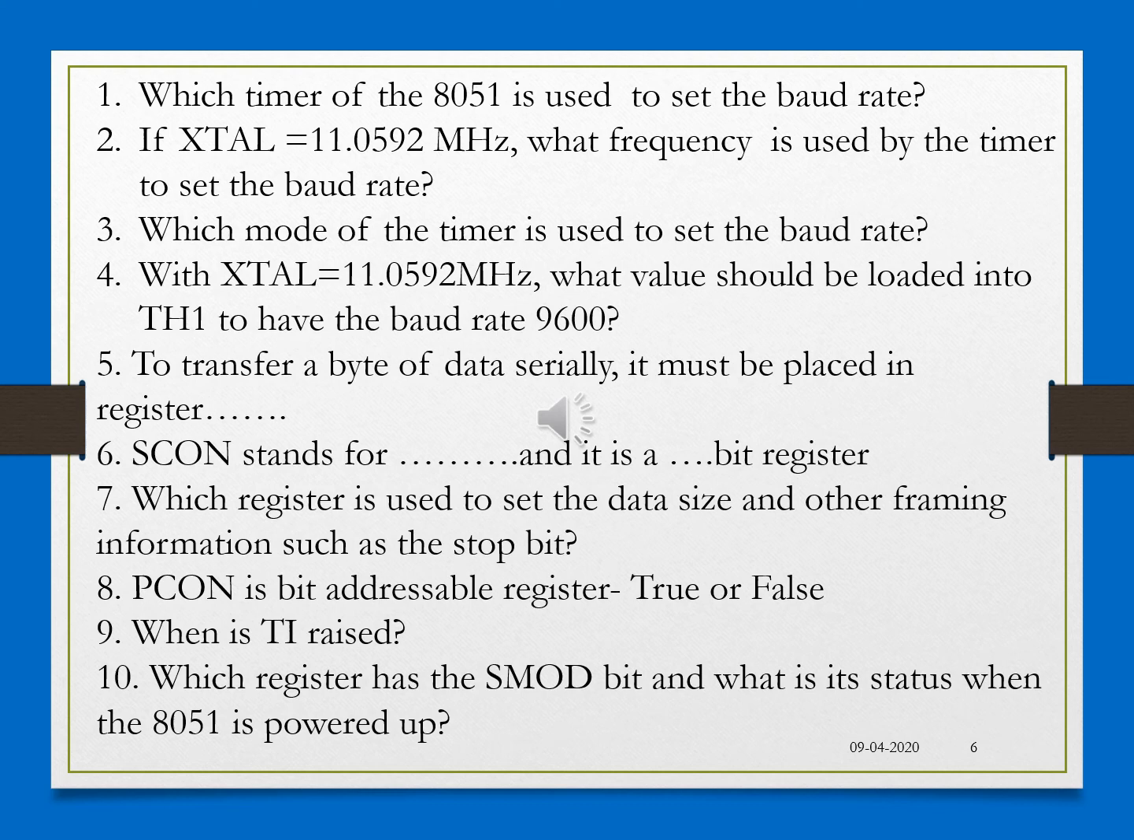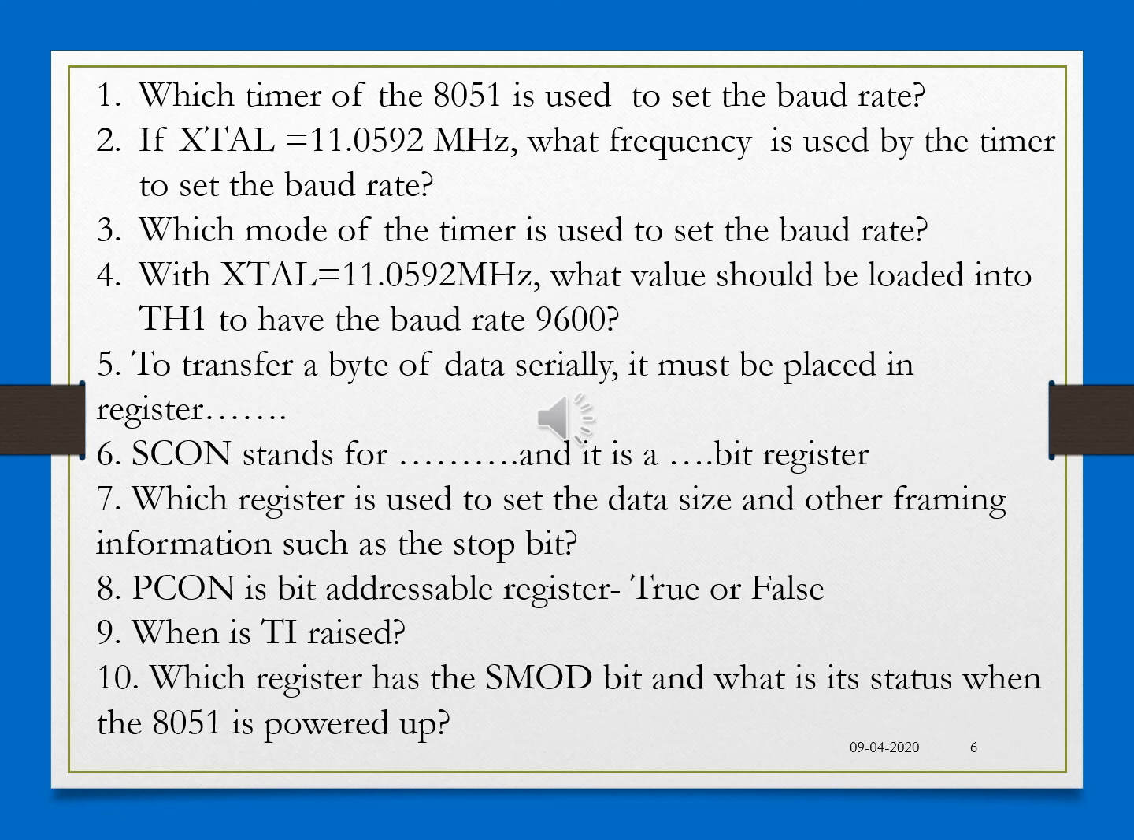Okay. So which mode of the timer is used to set the baud rate? Which mode of the timer is used to set the baud rate? That means which mode is the timer operating? Answer is mode 2, right? So timer 1 will be used for serial communication, where you have to program it to work in mode 2, right? That is 8-bit auto reload mode.